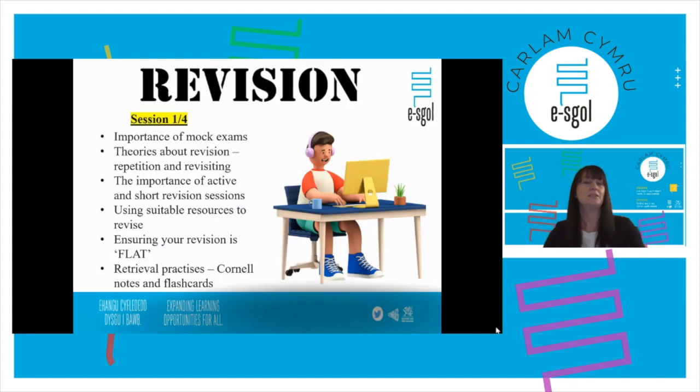So in today's session, the first of 4, I'm going to be looking at, first of all, the importance of mock exams. Then I'm going to move on and look at theories about revision, repetition and revisiting practices. I'm going to be looking at the importance of doing active and short revision sessions, using suitable resources to revise, ensuring that our revision is going to be what we call FLAT, and what that means. And I'm going to be focusing on 2 retrieval practices, which are Cornell notes and flashcards. So don't worry if there's anything there that you don't understand. By the end of the session, you will understand what they all mean.